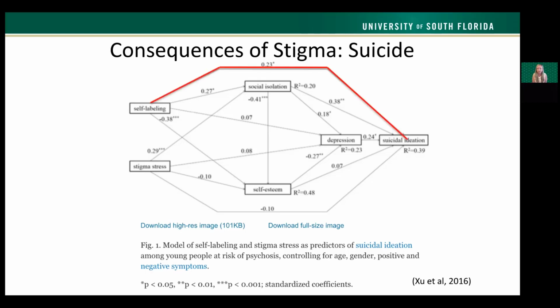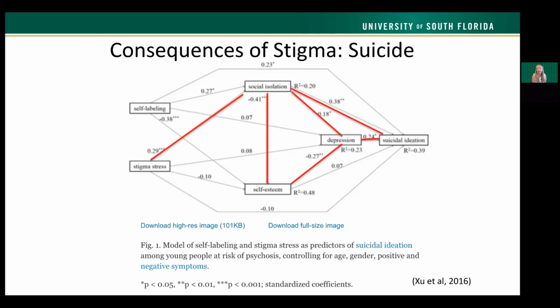And what they found was self-labeling was significantly positively related to suicidal ideation. So that self-stigma process is playing out here. Self-labeling led to social isolation, which then, by way of social isolation, increased risk for suicidal ideation. Stigma-related stress led to greater social isolation, which led to lower self-esteem, greater depression, and greater suicidal ideation. So the take-home message here is that these two predictors, self-labeling and stigma stress, contribute, in all cases, indirectly through social isolation, self-esteem, and depression to suicidal ideation among these young people who are at risk for psychosis.